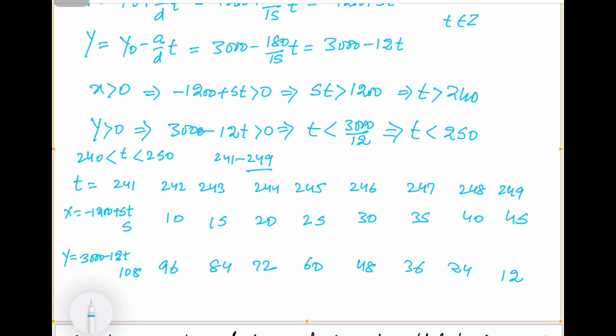As asked in the question, more adults than children are there, so x greater than y happens in these two cases. So the solutions are 40 and 24, and 45 and 12.